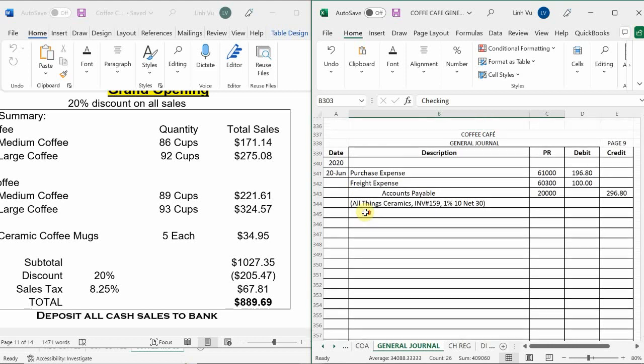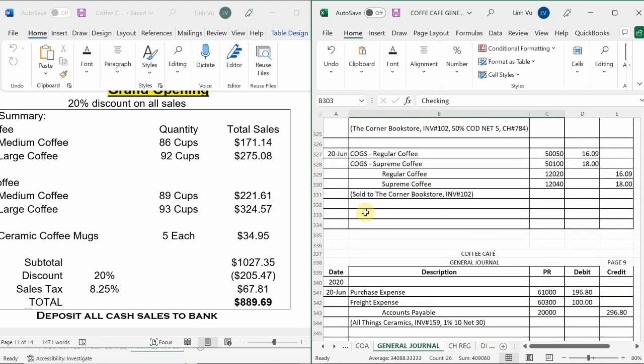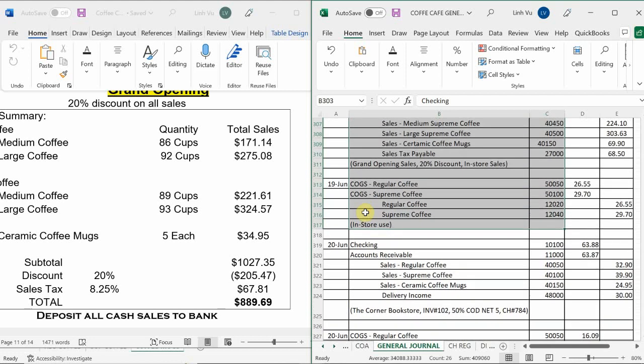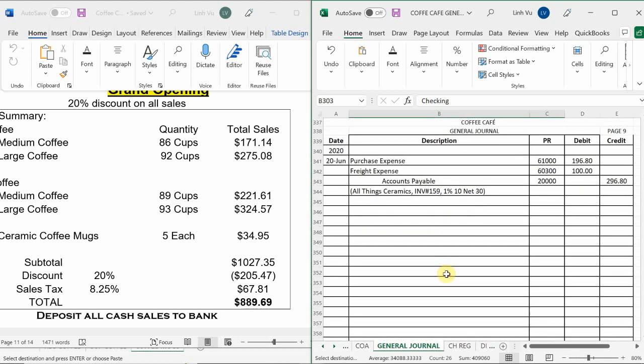So we first will list the total sale as a check-in for the day, and then we also list sale discount. And then we list individual sales for different size of a cup, and then ceramic amount, and then the amount of tax we collected.